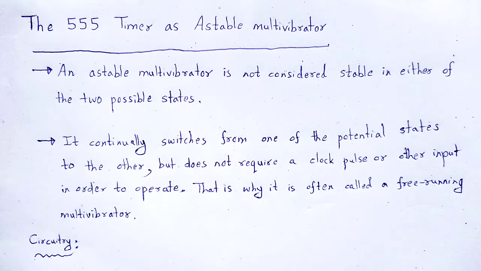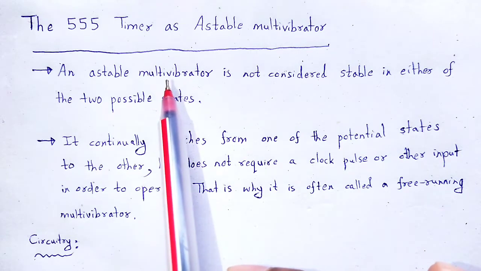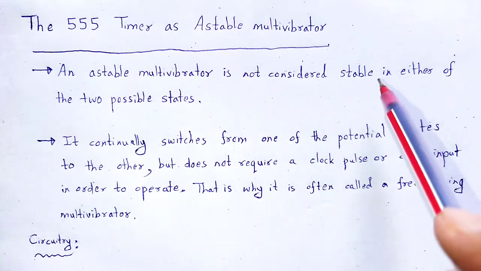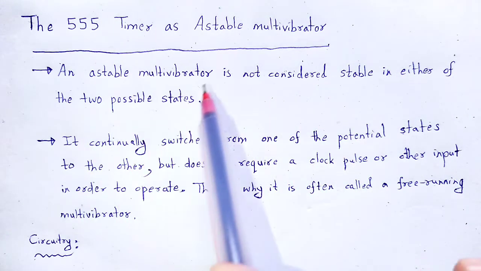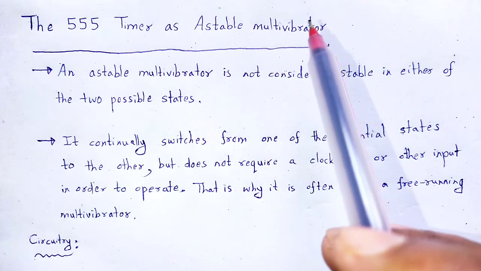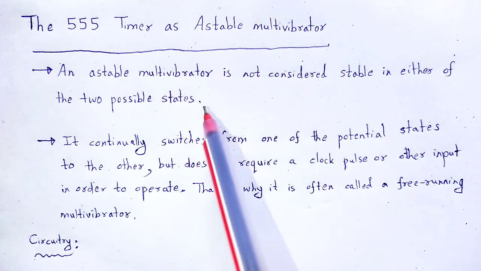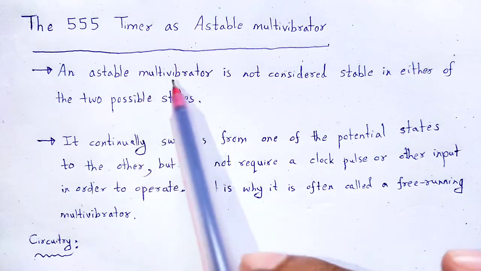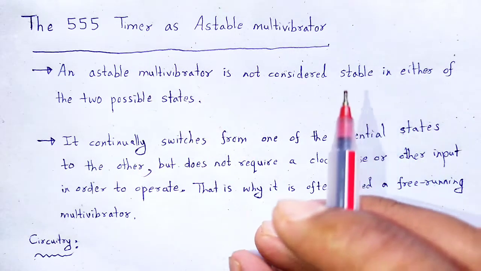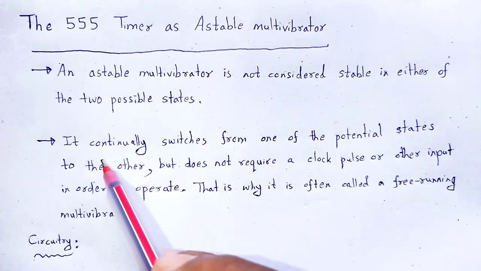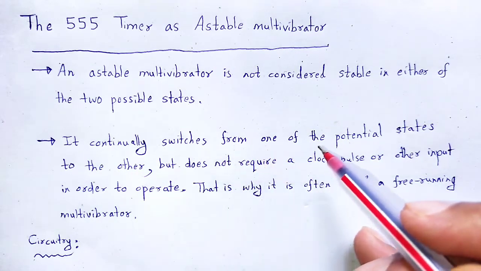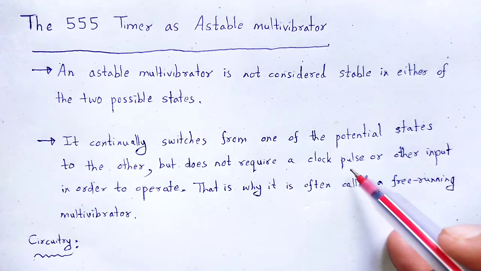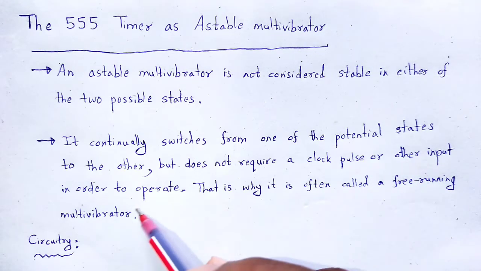First of all, astable, the name indicates it is not stable. So, astable multivibrator is not considered stable in either of two possible states. A multivibrator has two states. So, in any one of these states the multivibrator is not stable. It continually switches from one of the potential states to the other, but does not require a clock pulse or other input in order to operate.